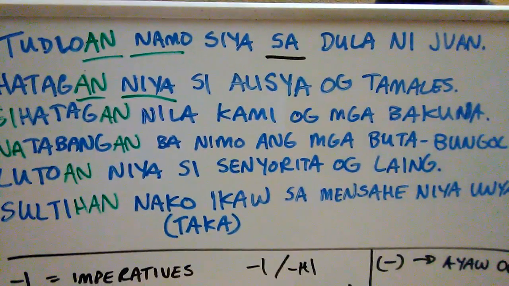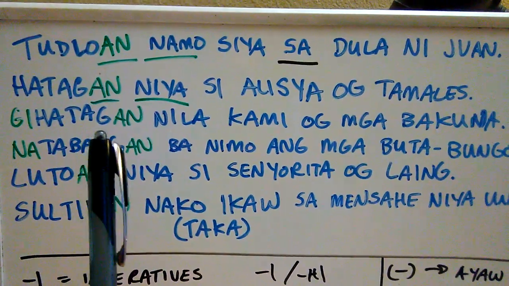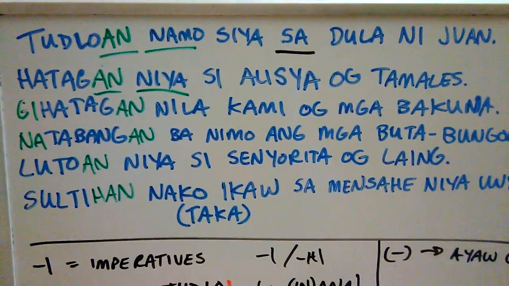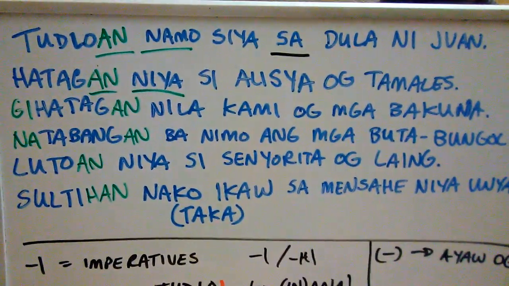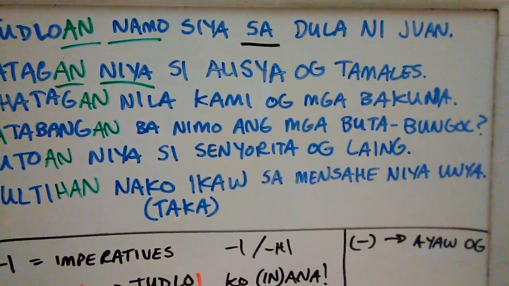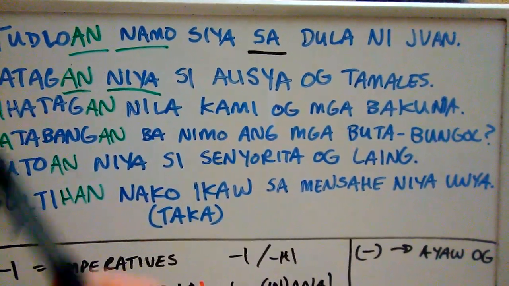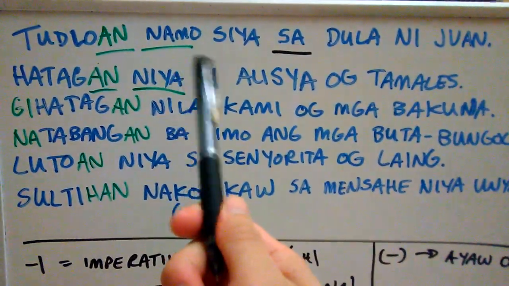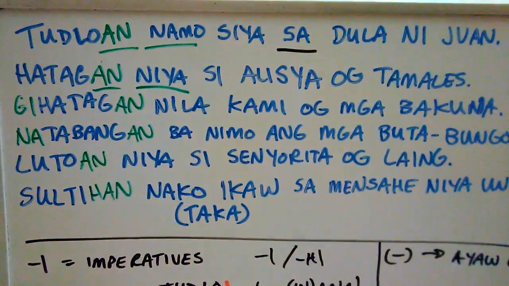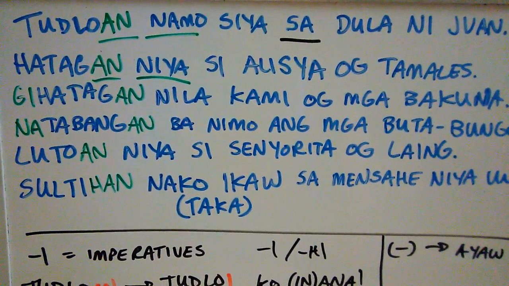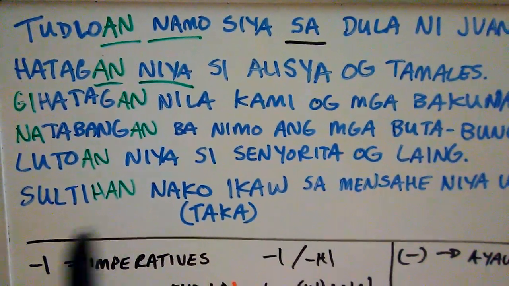The first one. Now, you notice how I underlined the conjugated verb and the corresponding pronoun to it, right? Tudloan na mo siya sa dula ni Juan. And notice how namo is written in the ergative pronoun case, right? Because, again, this circumstantial focus uses the ergative pronoun case, along with the objective focus or object focus, right?